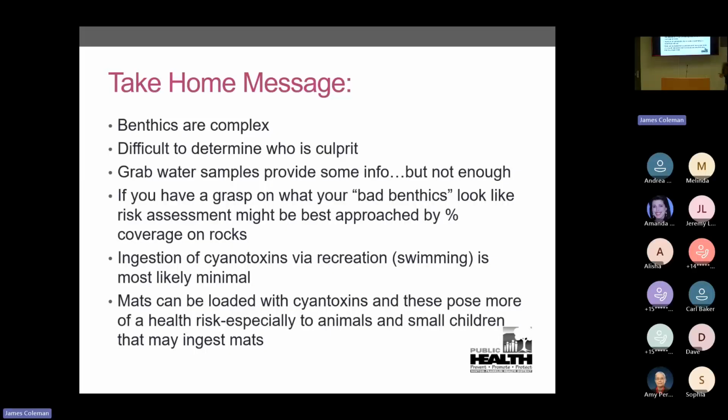Likewise, if we go out and we see that there's lots growing in a certain area, then hopefully we can sound the alarm and say, we're seeing a lot of this type of benthic. You should probably avoid that area.